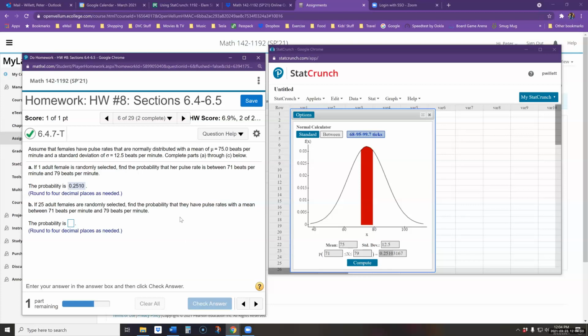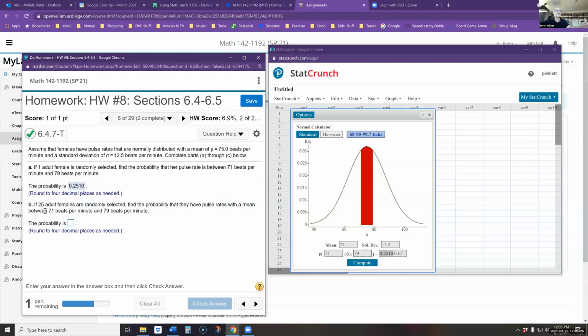We need to calculate a new standard deviation using the new sample amount. Exactly. So the mean stays the same. The range stays the same, but the little 12.5 standard deviation for the population needs to be replaced with the standard deviation for sample means. And the way we do that is by taking the original population standard deviation and dividing it by the square root of the sample size. And so they were nice. They gave us a sample that was a nice perfect square, 25.